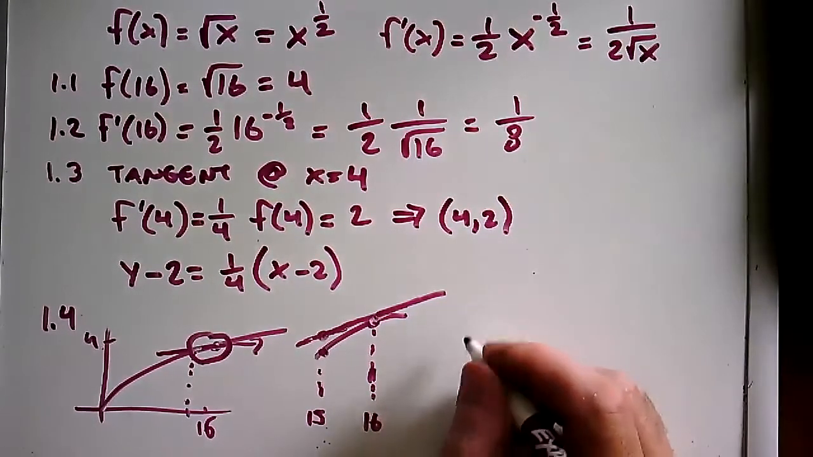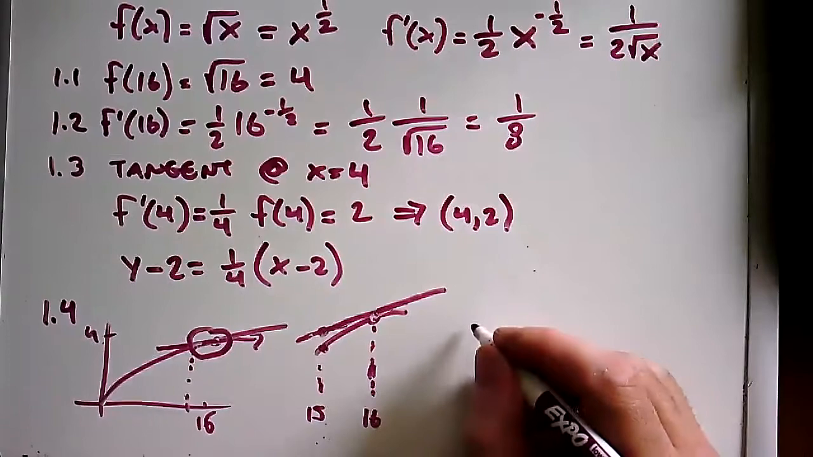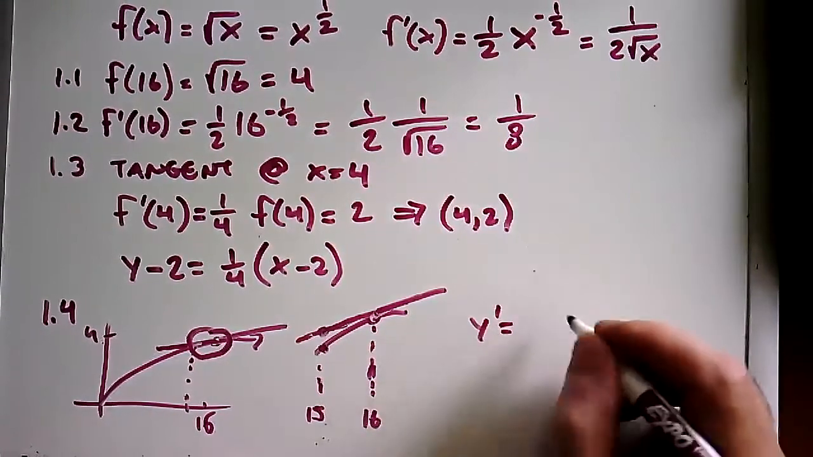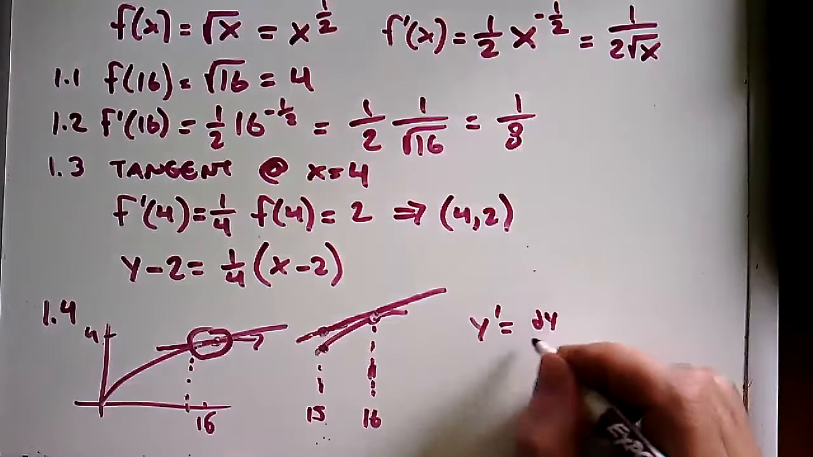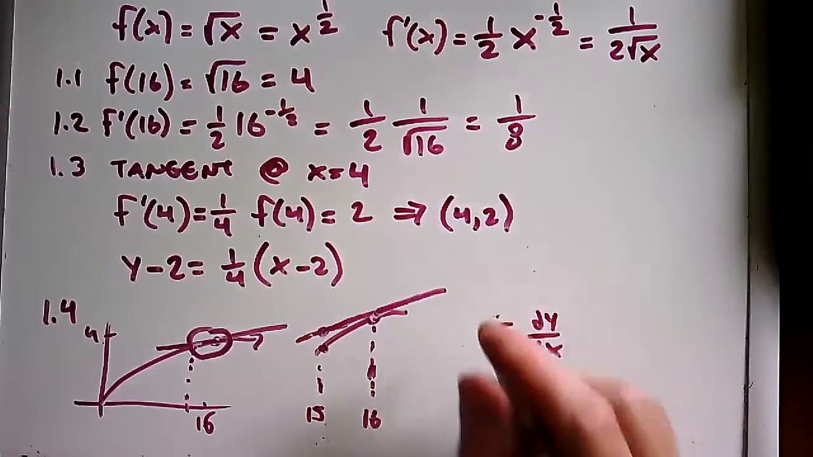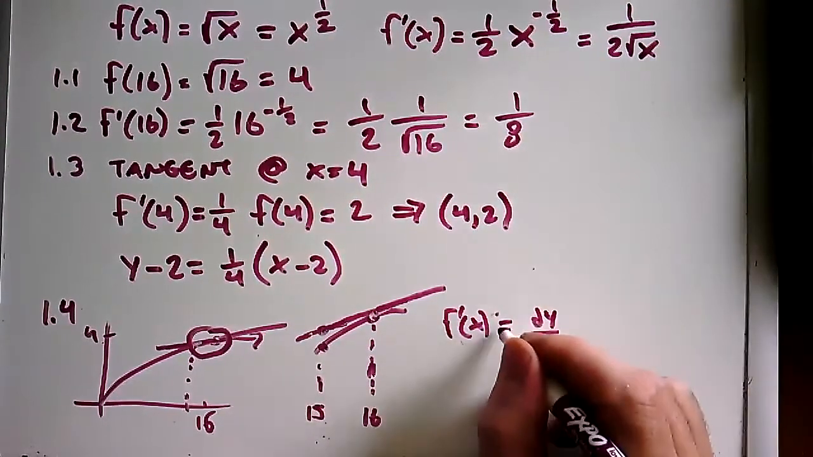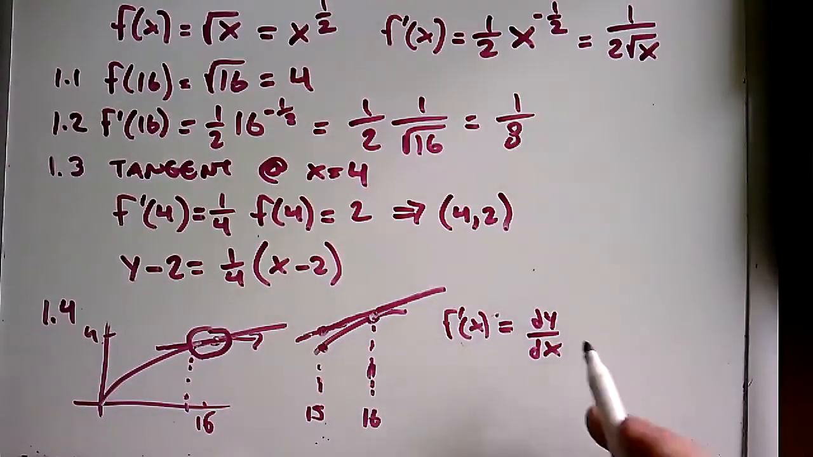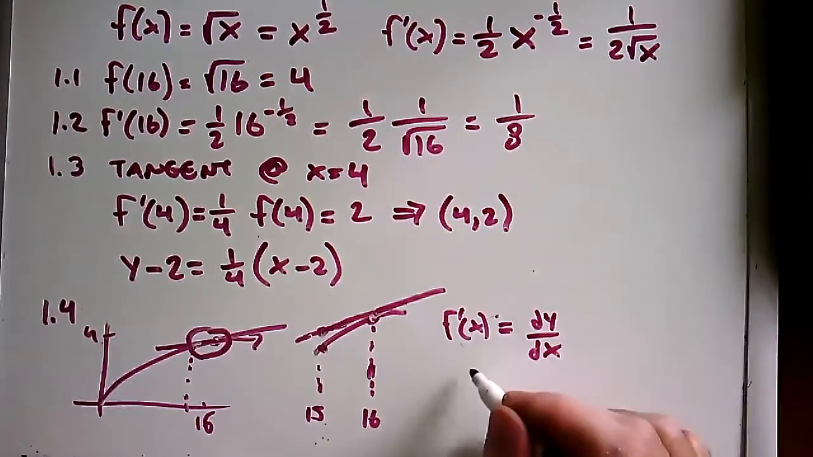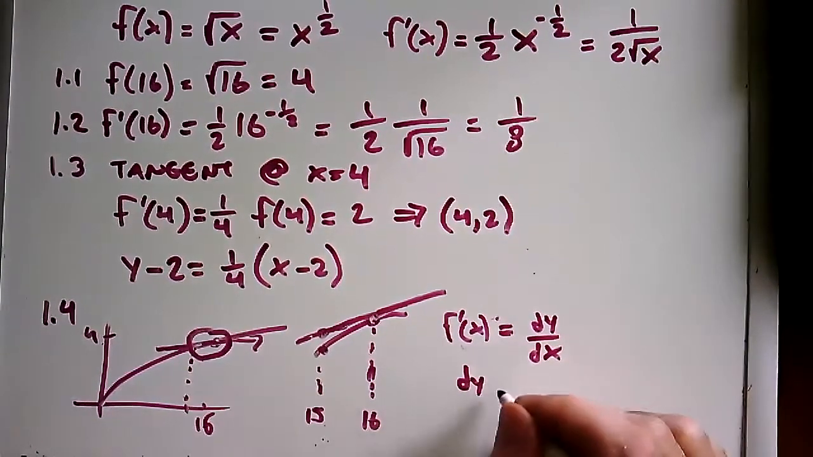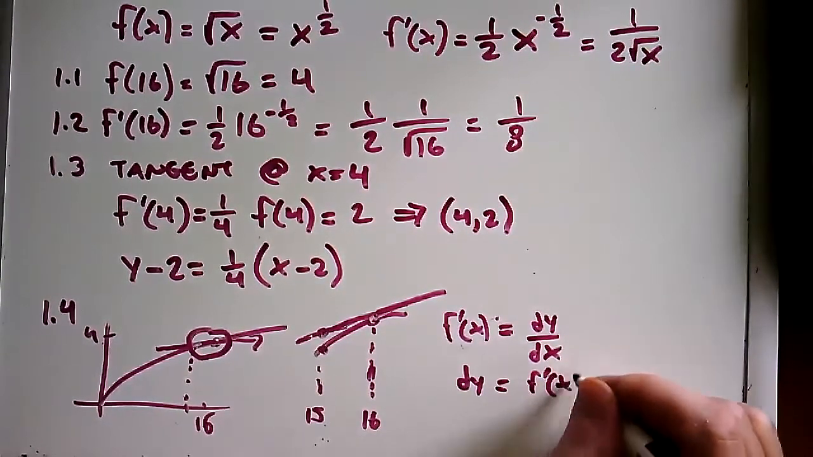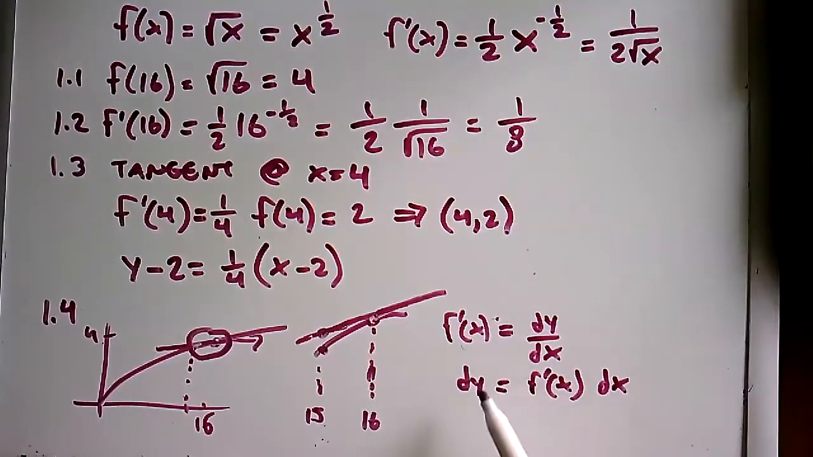For each one of these problems involving differentials, we can start with y prime equals dy dx, or really f prime of x. So f prime of x equals dy over dx, where dy and dx are small changes in x and y. If we rewrite this in differential form, we get dy equals f prime of x times dx. That is, a small change in y will result from multiplying the slope of the tangent line times a small change in x. In this case, our change in x would be how much we change x by to go from 16 to 15.